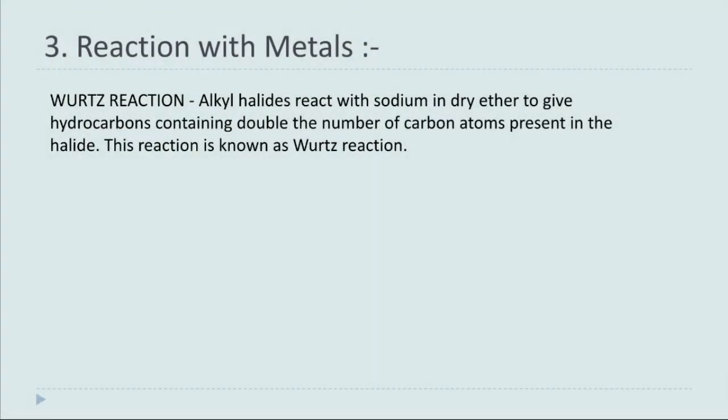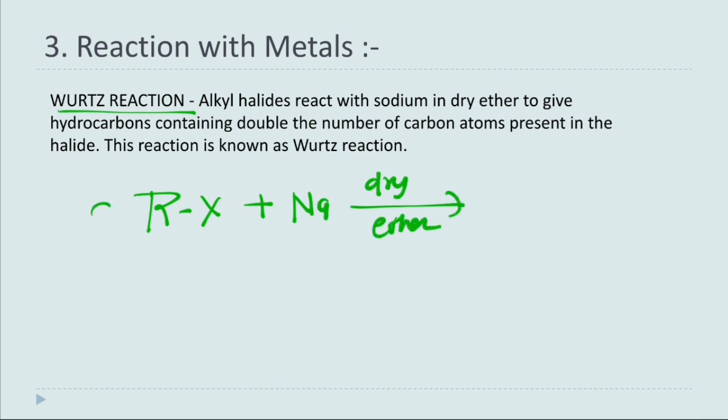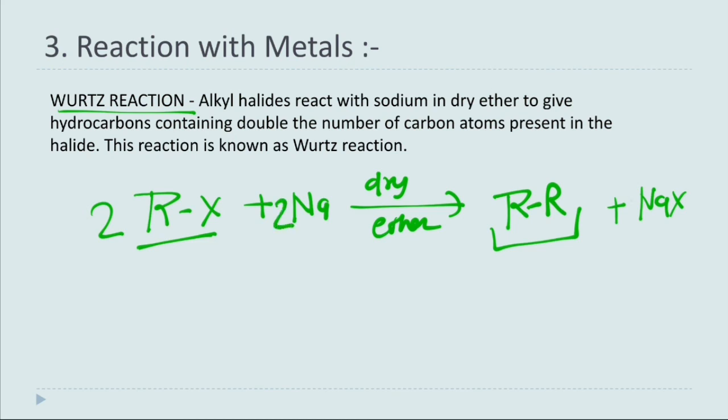Okay, now the last reaction is reaction with metals. The first one is Wurtz reaction. We all know that in Wurtz reaction we react the alkyl halide with sodium metal in presence of dry ether, and what happens here, we get the sodium halide and this alkyl halide gets dimerized. We get the dimerized alkane. We studied this reaction in class 11 during formation of alkanes. Okay, so this is Wurtz reaction.